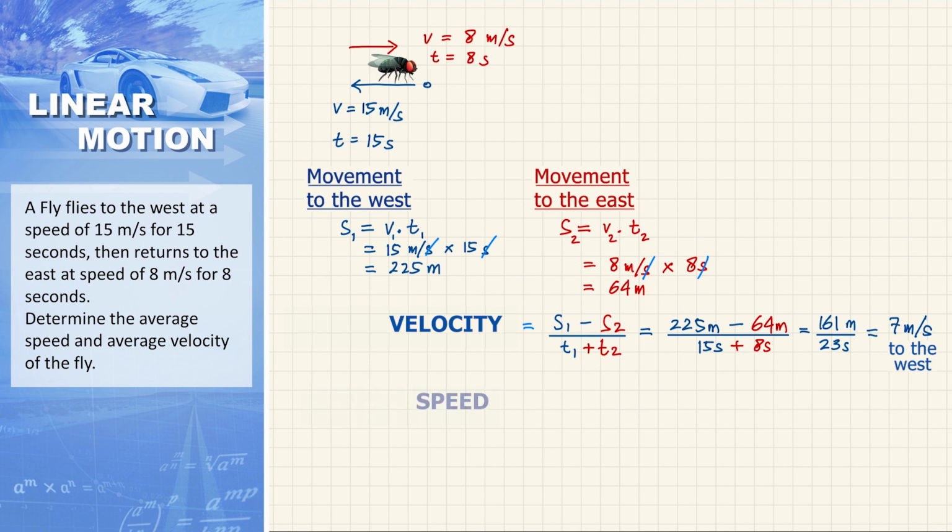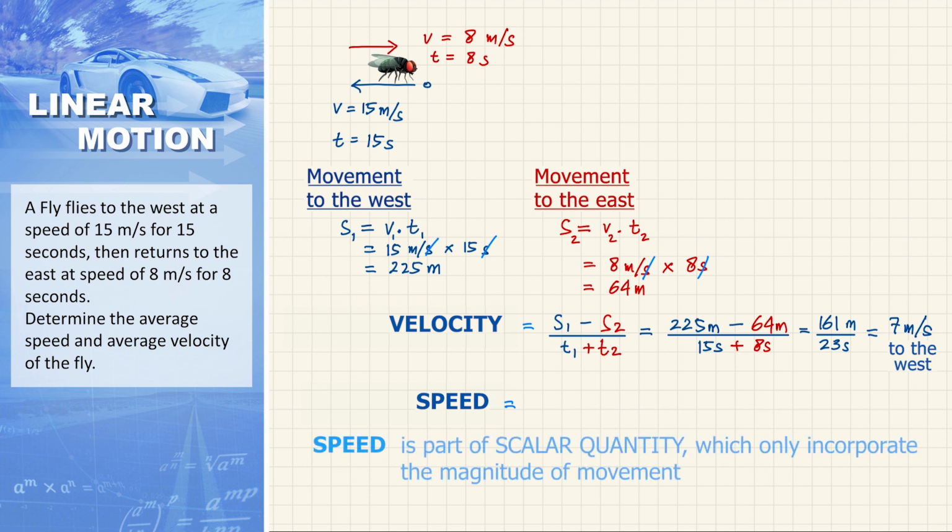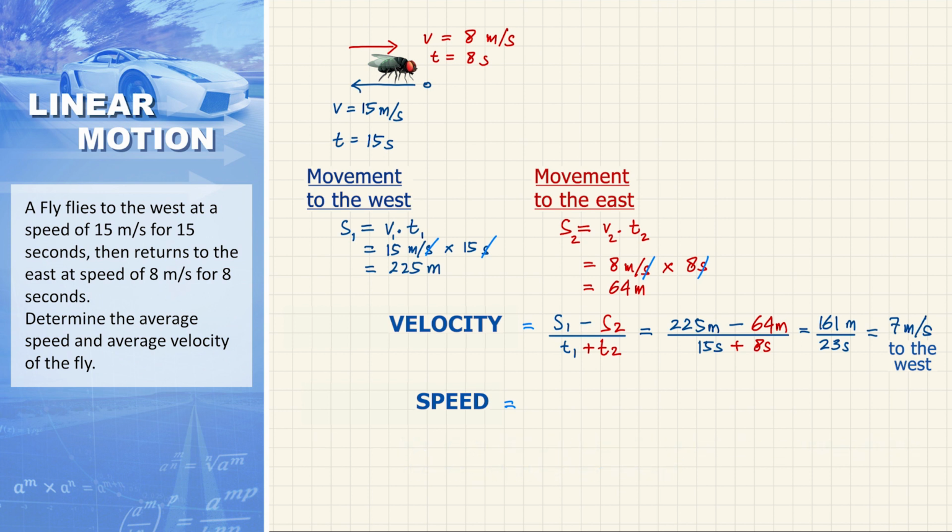Now, we are going to calculate the average speed of that fly. Please remember that speed is a scalar quantity, which disregards the direction of movement. To calculate speed, we sum the distances traveled, s1 plus s2. We add them because speed only considers the magnitude of the movement. We divide this distance by the total travel time, or t1 plus t2.